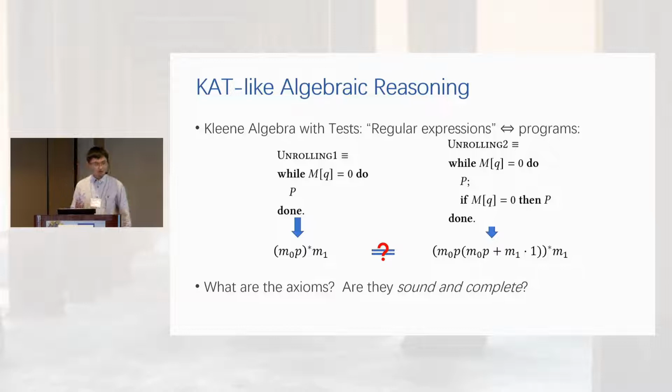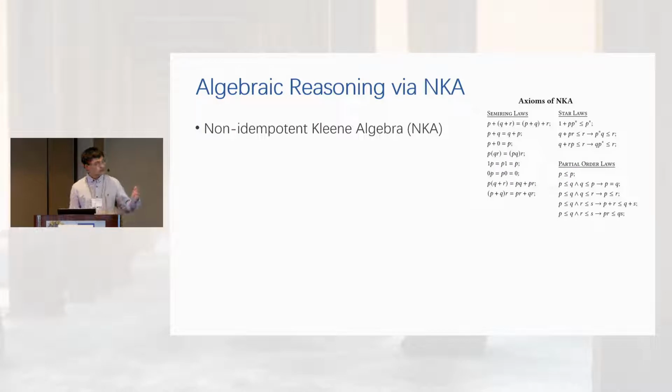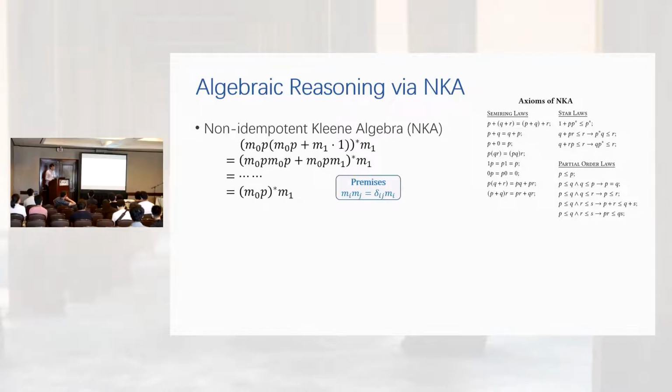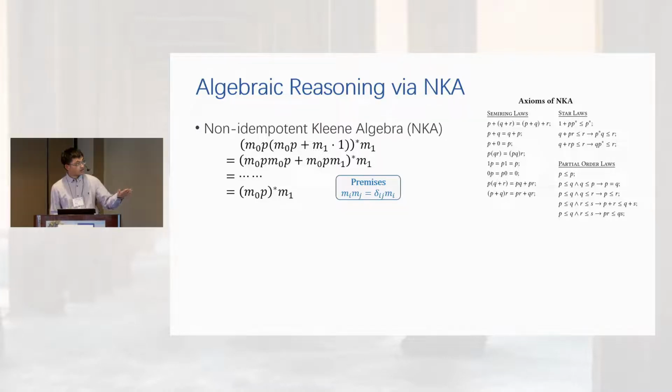Now our problem turns out to be, what are the axioms for quantum programs? And is the set of axioms a sound and complete one? Our solution is through the non-idempotent Kleene algebra. You can see the axioms of this algebra listed on the right. We can use a series of algebraic derivations to show the equation of the two encoded expressions for the two programs, with the premises encoding the projective measurement.